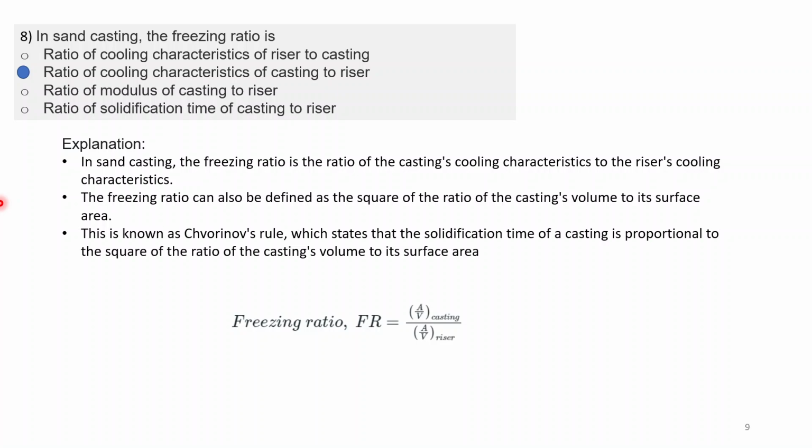So in sand casting, the freezing ratio is the ratio of the casting's cooling characteristics to the riser's cooling characteristics. And the freezing ratio can also be defined as the square of the ratio of the casting's volume to its surface area, and this is known as Chvorinov's rule, which states that the solidification time of a casting is proportional to the square of the ratio of the casting's volume to its surface area.